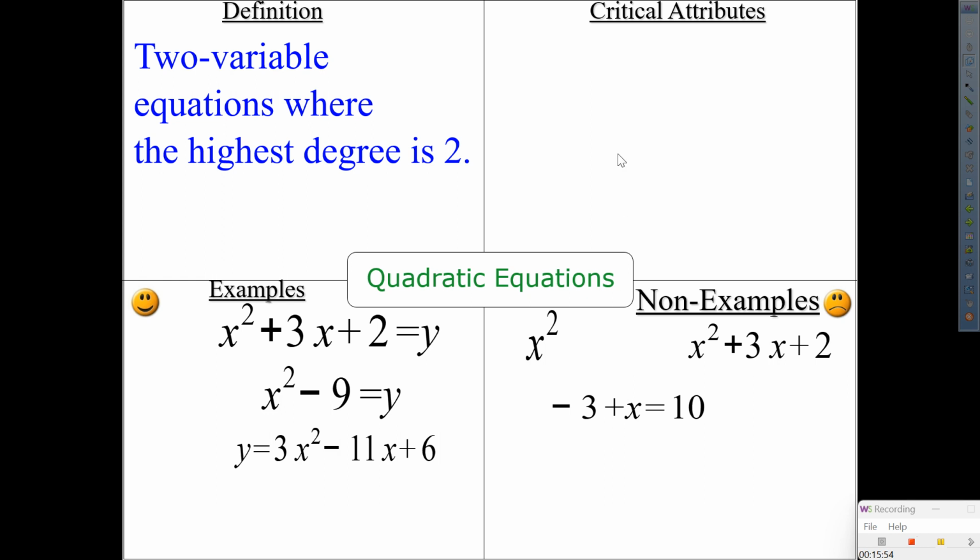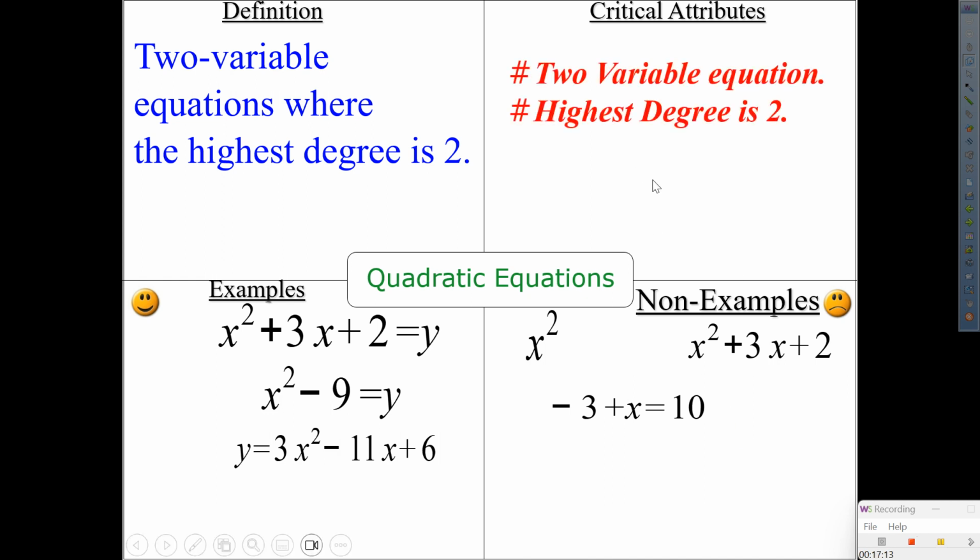So copy those non-examples. I'll give you the hashtags. Two variable equations and highest degree of 2. So students, quadratic equation students. All right. So, questions, comments, autographs? We good? All right, let's continue.